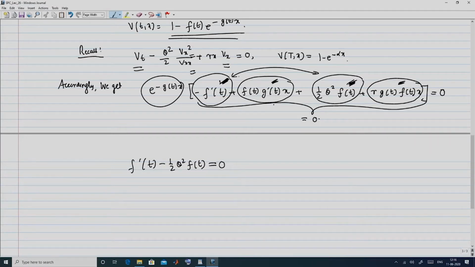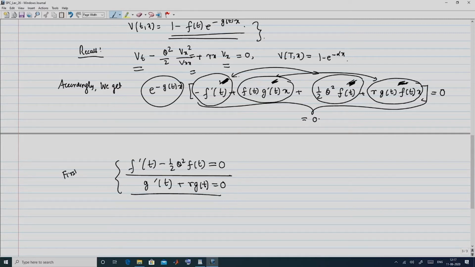to 0, and for this along with this expression we get a common factor of f of t, which obviously cannot be 0, because in that case v of t x is just going to be a constant. So accordingly, we have g prime of t plus r g of t equal to 0 from this term. Now, you observe that both of these are first order ODEs, or ordinary differential equations.